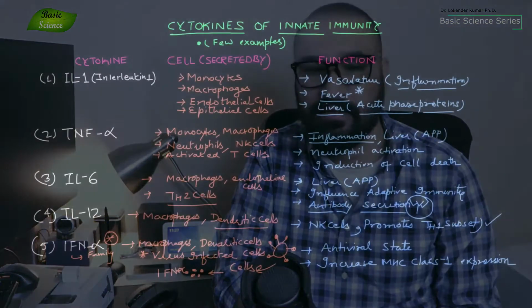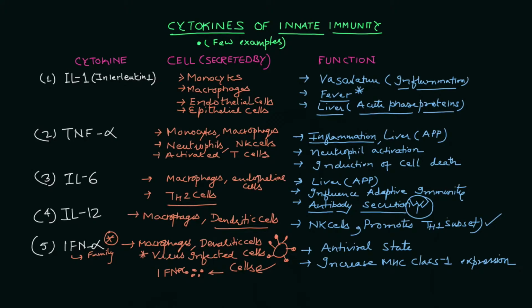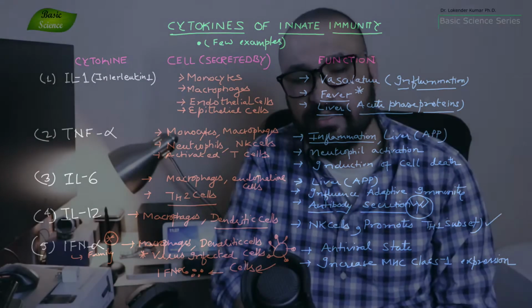In this video, we'll discuss the cytokines of innate immune system. We'll discuss the role of interleukin 1, TNF-alpha, IL-6, IL-12, and interferon-alpha. We'll discuss what are the important cells that are involved in the production of these cytokines, and we'll also discuss the functions of these cytokines in detail.